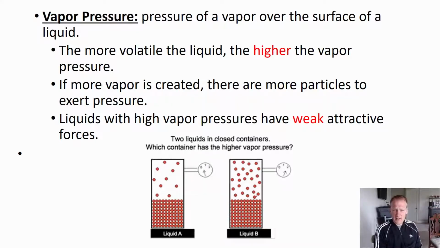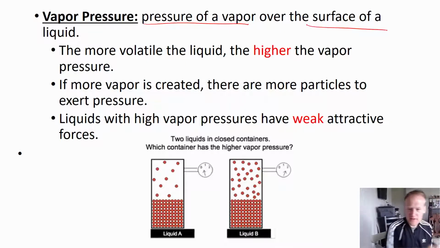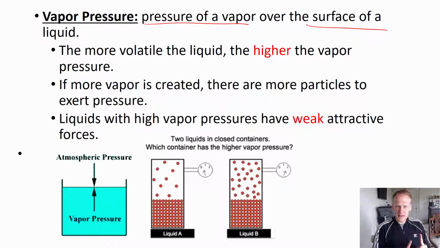The volatility of a substance kind of gets into vapor pressure. Vapor pressure is the pressure from the vapor, ooh, that's fancy, over the surface of the liquid. So if you have a glass of open water, the water molecules are pushing up against the atmosphere, okay? And we call that the vapor pressure. It's the force at which those molecules are trying to escape from the liquid to the gas phase.